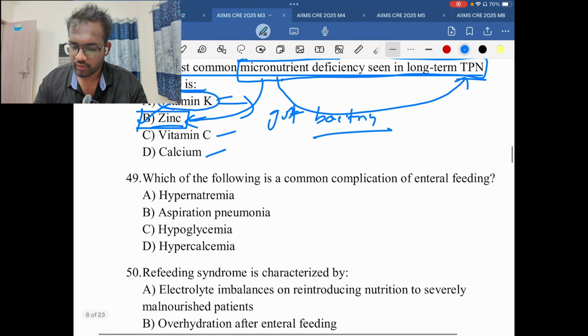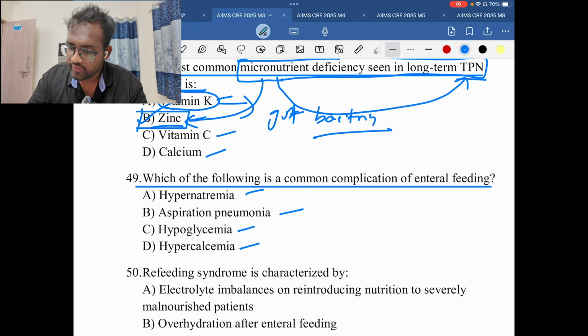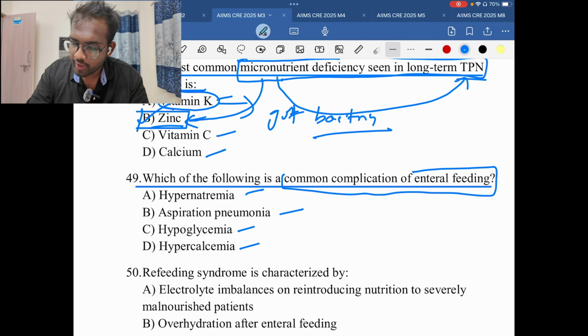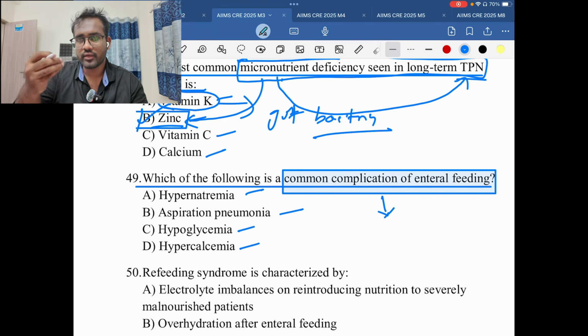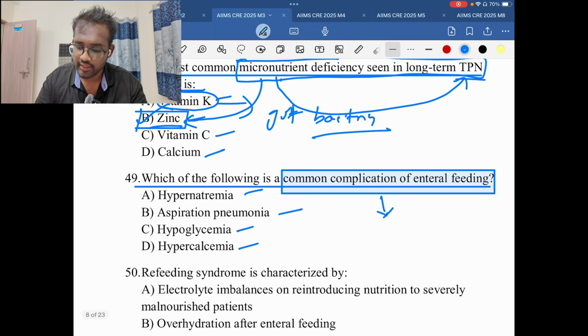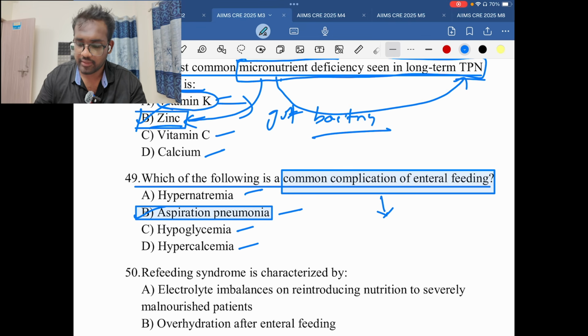Question number 49. Which of the following is a common complication of enteral feeding? Hypernatremia, aspiration pneumonia, hypoglycemia, hypercalcemia. So always remember, if there is enteral feeding and they have mentioned common complication, in this case when we send the food through the tube, there is a chance that the food comes out through the pipe, or the tube is misplaced in the lungs, which is called aspiration pneumonia. Okay, always remember, the common complication in enteral feeding is aspiration pneumonia.